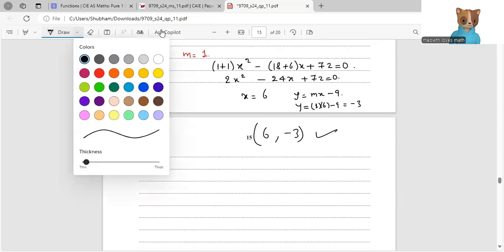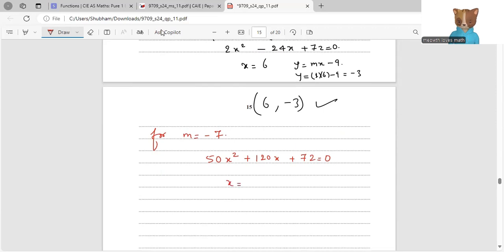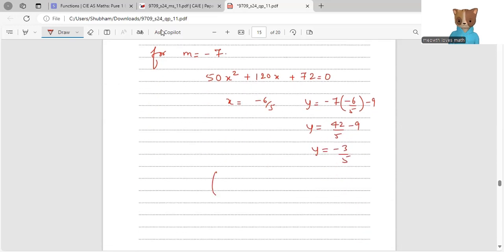Now let's solve for the other one. For m equal to negative 7, we'll get 50x squared plus 120x plus 72 is equal to 0. And when you solve for x, you'll get x as negative 6 by 5. Therefore y equal to negative 7 times negative 6 by 5 minus 9, or y equal to 42 by 5 minus 9, or y equal to negative 3 by 5. So the next point is negative 6 by 5 comma negative 3 by 5. That is the answer for this. So what is this? This is the equation for the tangent. From there, we are getting the value of the y.